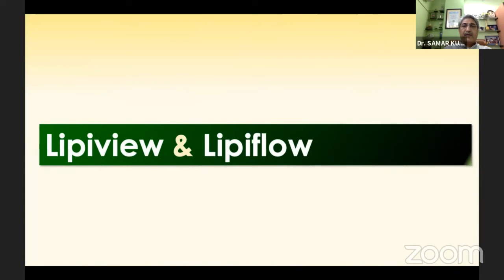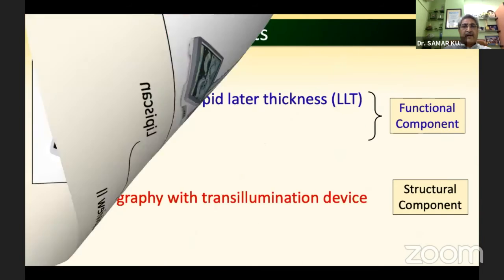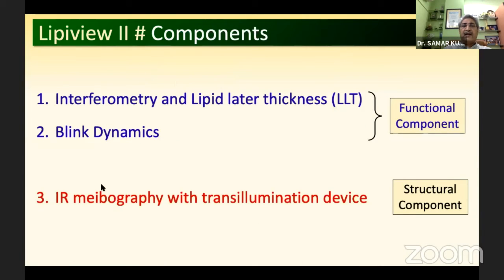So now I am coming to LipiView and LipiFlow. Currently we are actually using LipiView 2. It is a second generation machine, and everything is automatic. Earlier, the technician used to do it, and it gives some information about the meibomian gland functions. So it actually has three components. One is interferometry and lipid layer thickness. The second one is blink dynamics, that is called the functional component. And another one is the structural component, that is the infrared meibography with some trans-illumination devices.